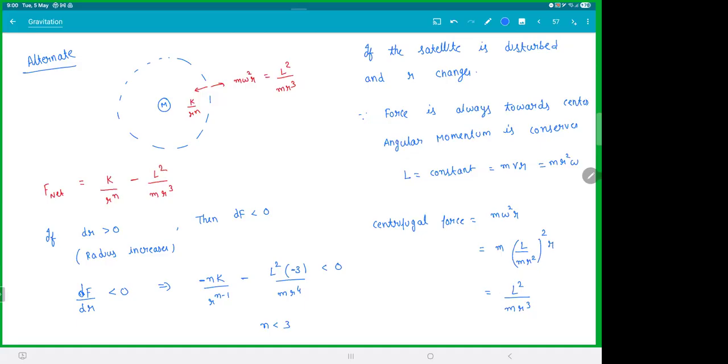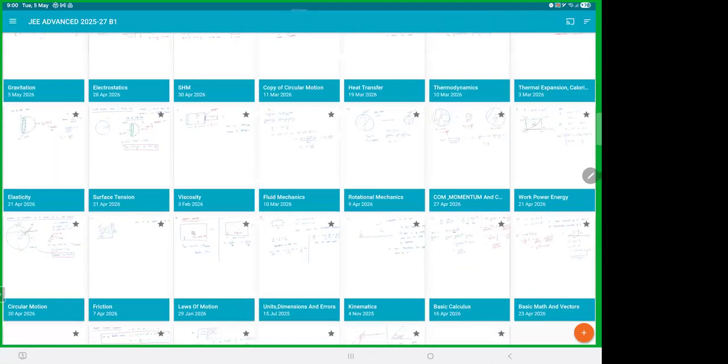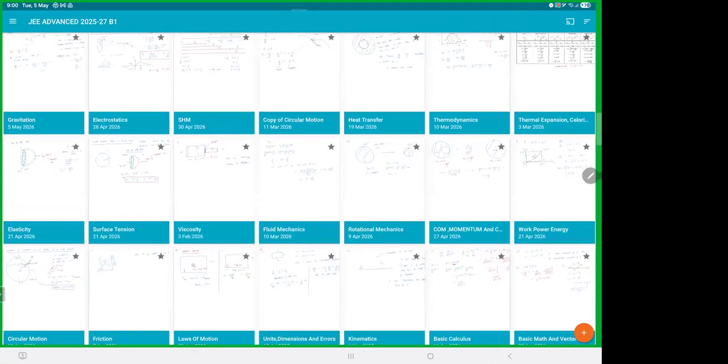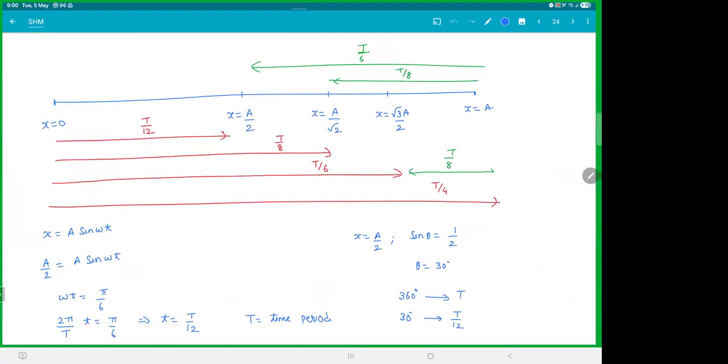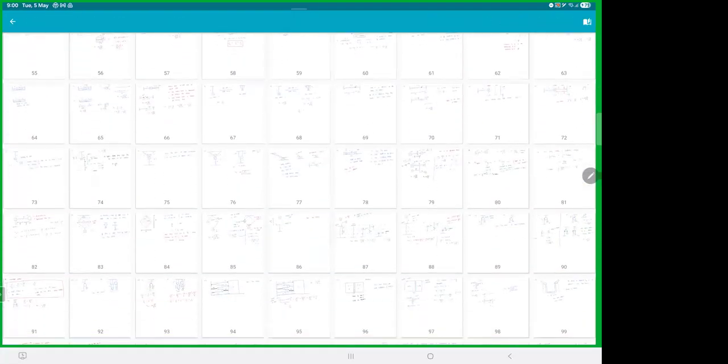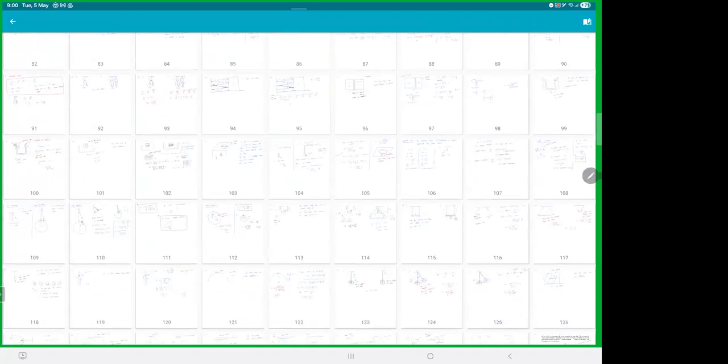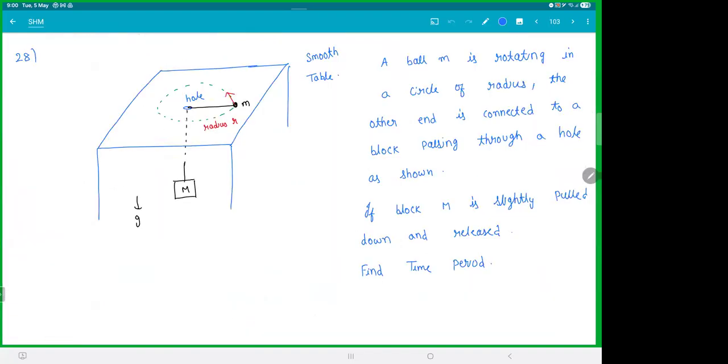But anyways, I'll tell you where. You know where you have done this? By any chance, anyone remember? Angular momentum is conserved and this thing is moving in and out. We did this thing in SHM. And this was the problem.